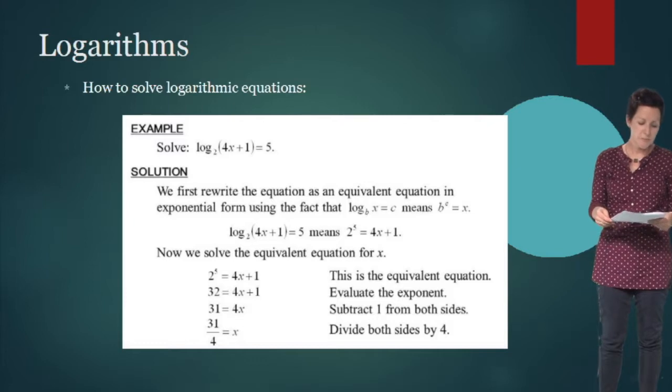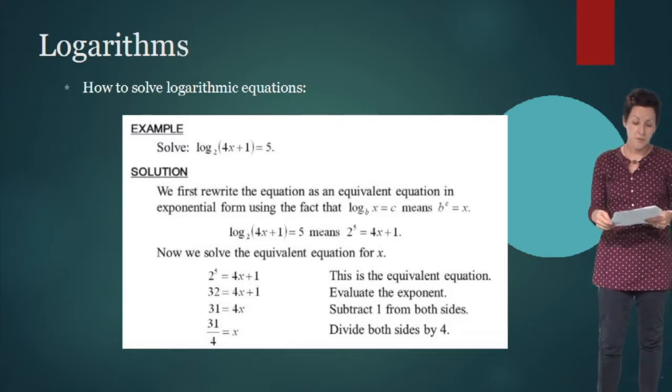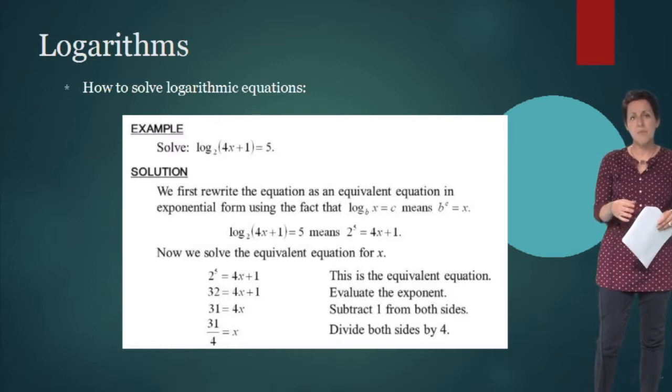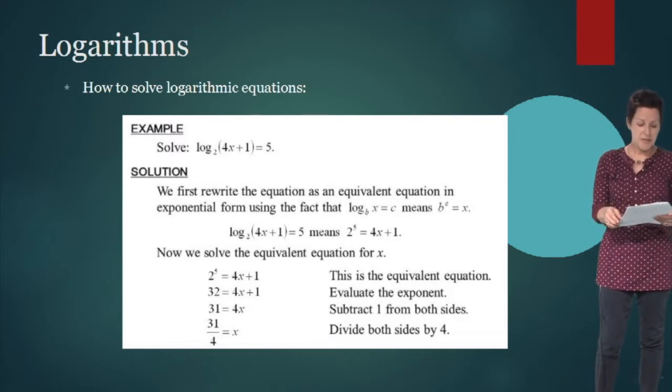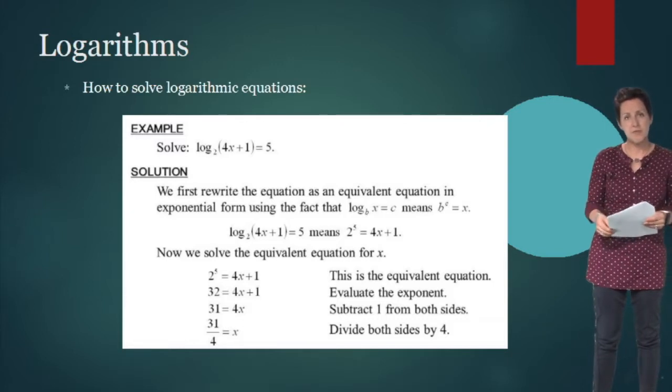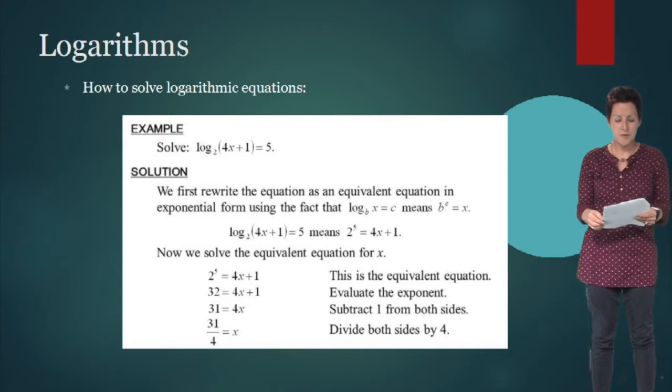So this is, in this case, where we have log base 2 of 4x plus 1 equals 5. To convert this to exponential form, we take the base of the log, which in this case would be 2, and we raise it to the 5th power, and we make it equal 4x plus 1. So knowing that conversion would help you.